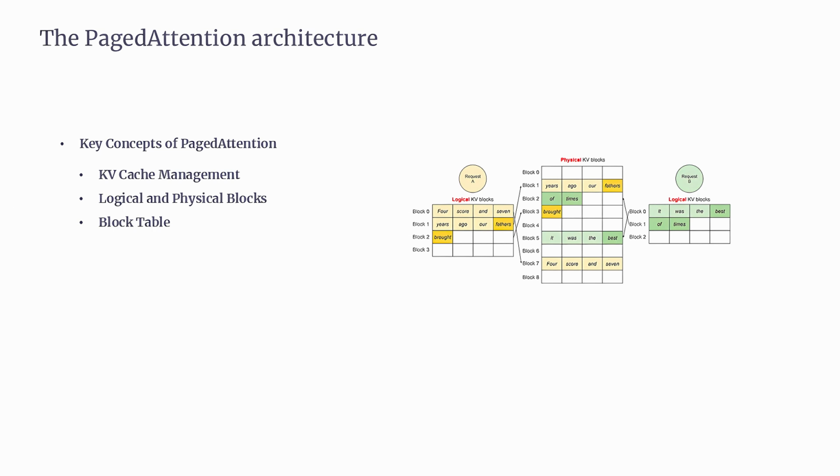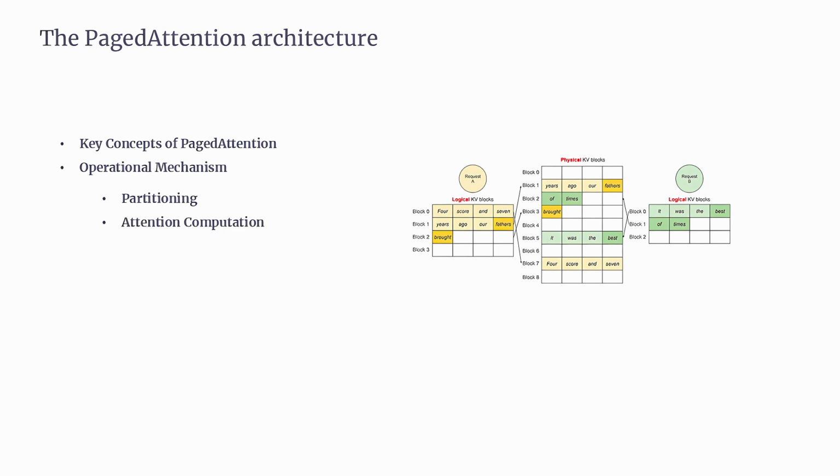The second. Operational mechanism. Let's look at how PagedAttention actually works. 1. Partitioning. The KV cache for each sequence is divided into smaller, fixed-size blocks. Each block stores the keys and values for a set number of tokens, making memory management more flexible.